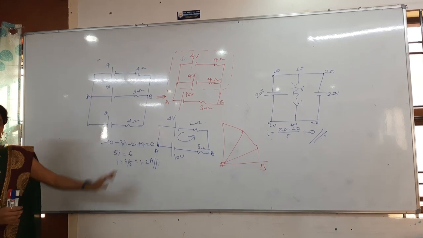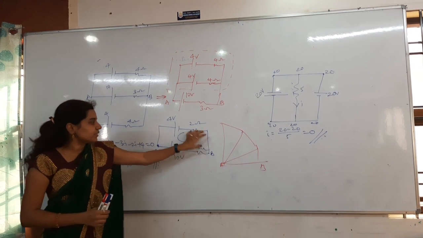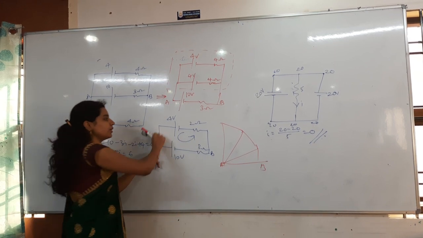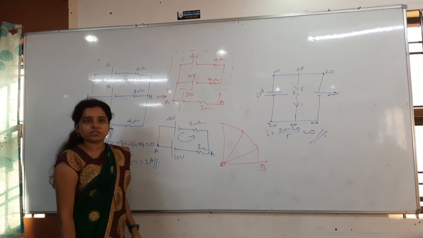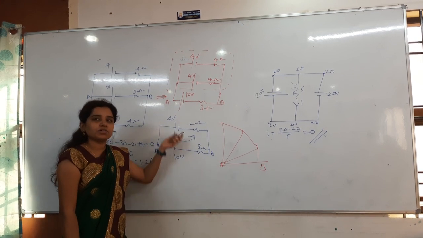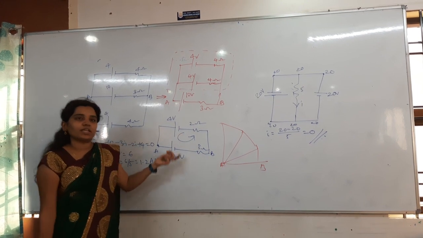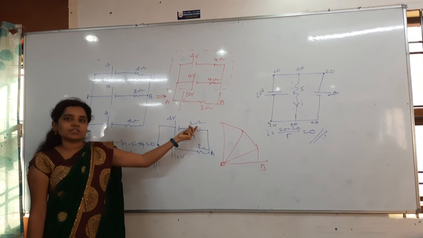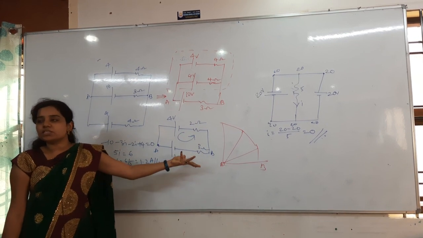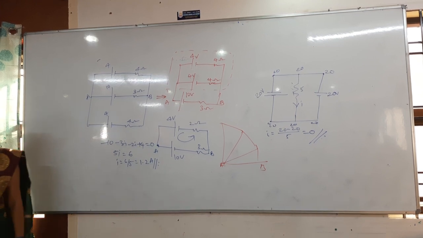Without applying the KVL also, I will tell you one shortcut technique for this. Whenever I just open this point, in which combination is everything connected? Series combination. Series combination, so what will you get? I is equal to net voltage by net resistance only. The net voltage is how much? Nothing but 10 minus 4, right? And then divided by the net resistance, which is 2 and 3 only. 2 plus 3 is 5. So you will get 6 by 5. Clear? Anyway, you can follow.